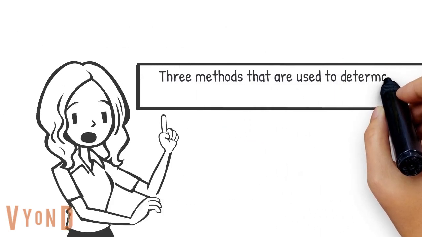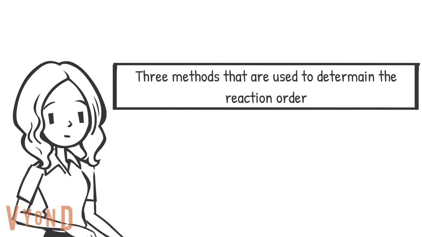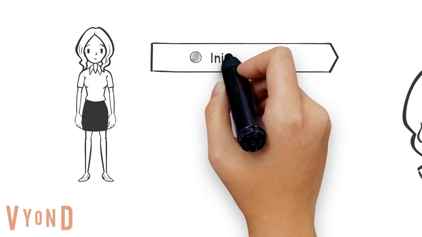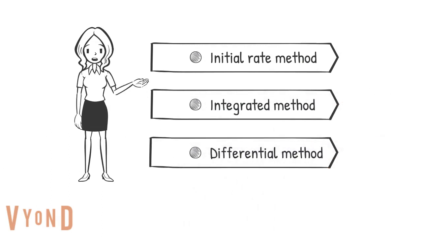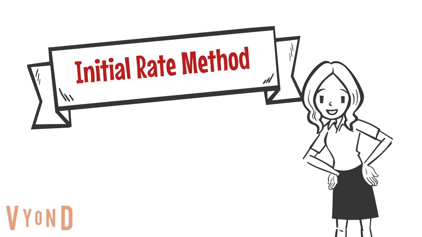There are three methods we can use to determine the reaction order. They are the initial rate method, the integrated method, and the differential method. And today we are going to talk about the initial rate method.